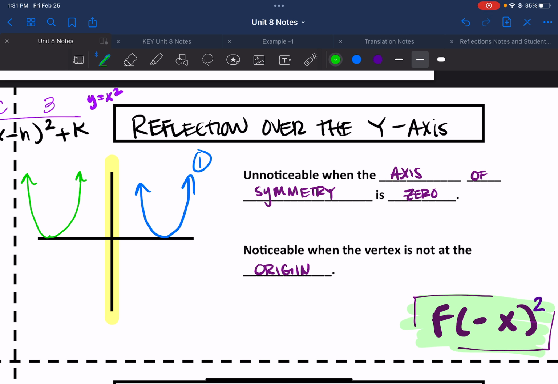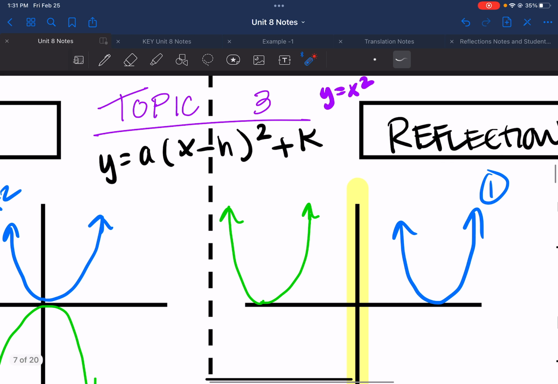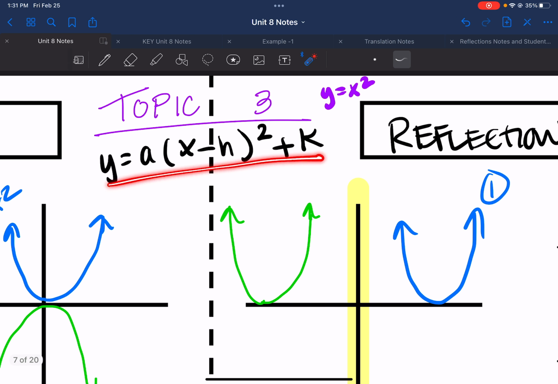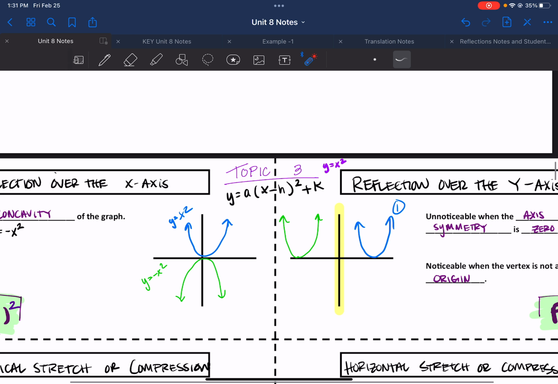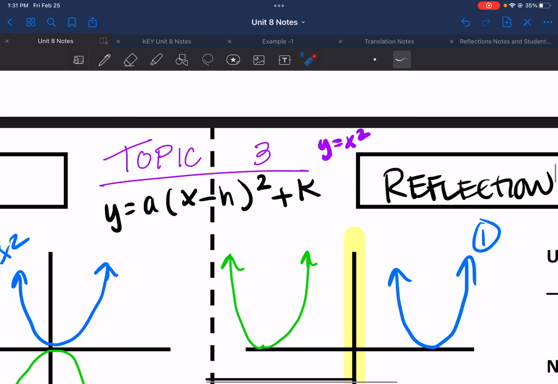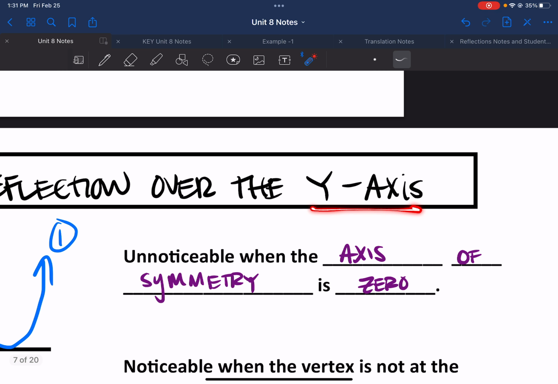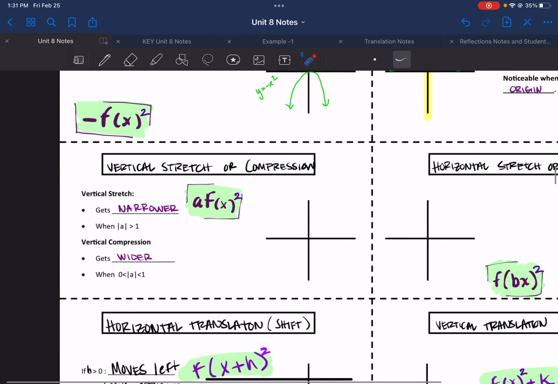Now, how do you know when it's over the y-axis? When it looks like this, when you have a negative inside of your parentheses. So again, I'll show you examples later on, or actually I can show you right up here. When you have something written out like this in vertex form, when you have a negative out here, that is going to be over the x-axis. But when you have this parentheses and your negative inside next to the x, that's when you're going to have a reflection over the y-axis. All right, 2 down, 4 to go.